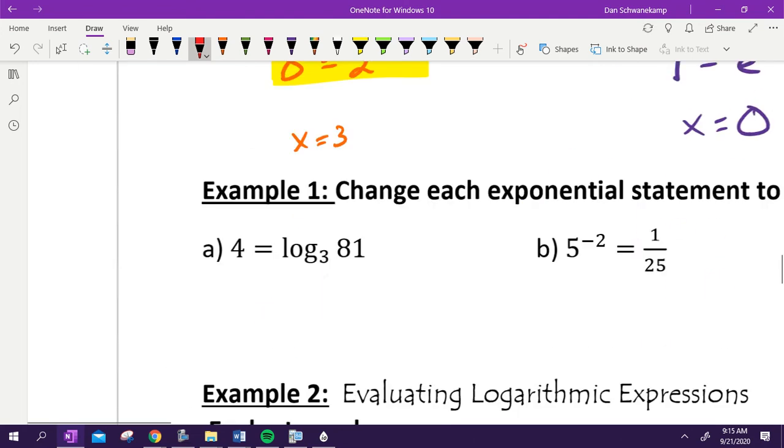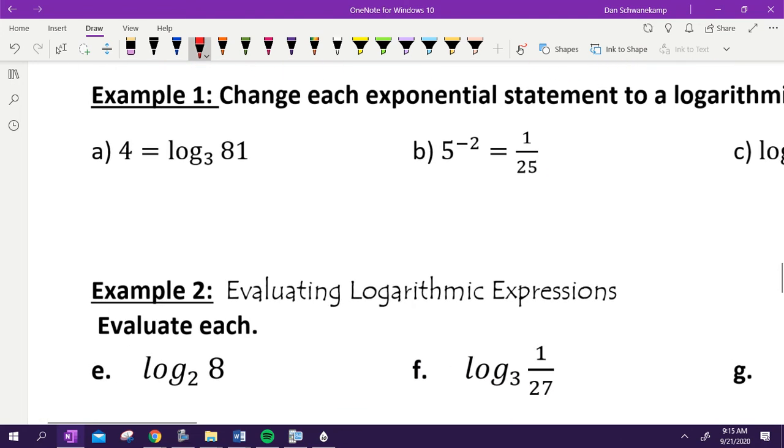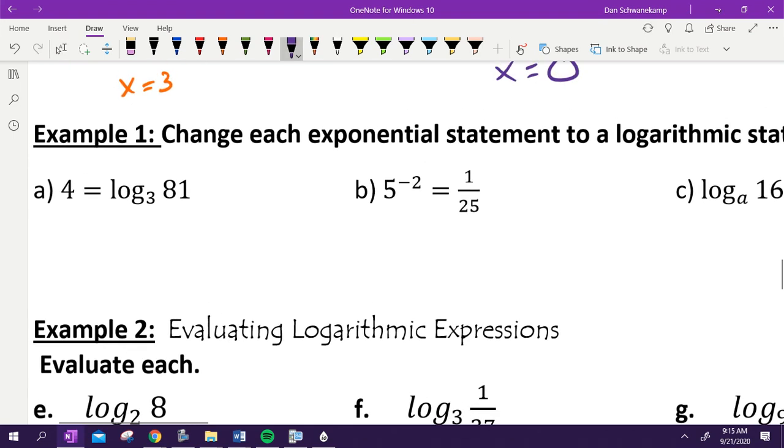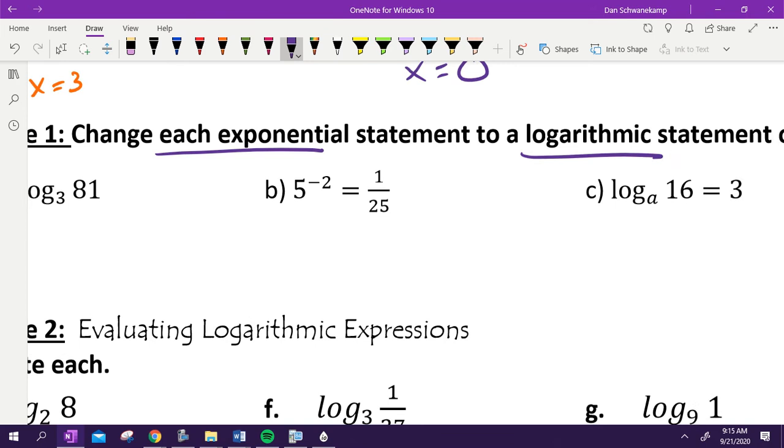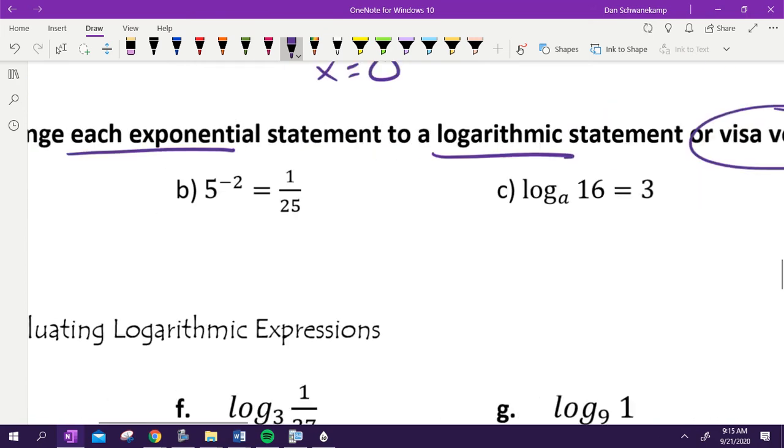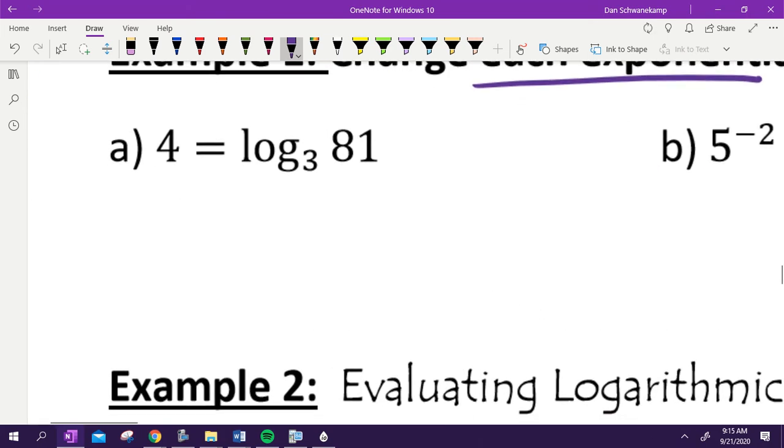The key to everything we do today is to change logarithms into exponentials because we don't like logs and exponentials aren't too bad. All right. So in this next section, all we are doing is changing each exponential to a logarithmic or vice versa. Okay. So we're just rewriting it the other way. So I get 4 is equal to log base 3 of 81. I want to change that. I don't like the word log, so I'm going to change it. What is the inverse of log base 3?